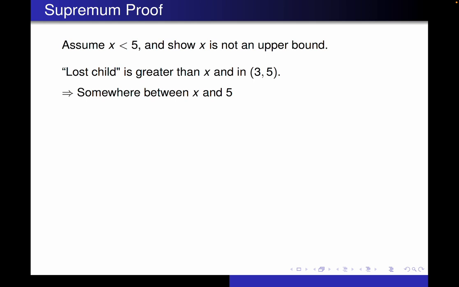That means that lost child has to be somewhere between x and 5. Well, it might make sense to find the average between 5 and x, right? That'll be between x and 5. The question is, will that x plus 5 over 2 be a lost child? Has to be two things, right? Has to be a child. In other words, it has to be in the interval, but then it also has to be lost. You have to lose containment for x.